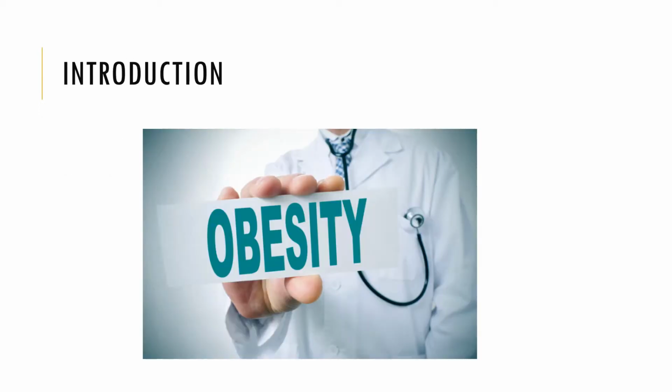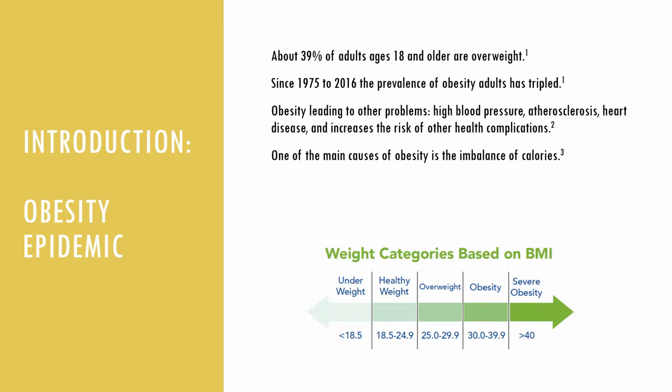To begin, I will discuss the importance of weight loss strategies, specifically the current obesity epidemic. It is important to note the current prevalence of obesity. About 39% of adults ages 18 and over are overweight. This has tripled from 1975 to 2016. It's important to note this because obesity can cause other problems such as higher blood pressure, atherosclerosis, which is a buildup of fat on artery walls, heart disease, and a higher risk of other health complications.